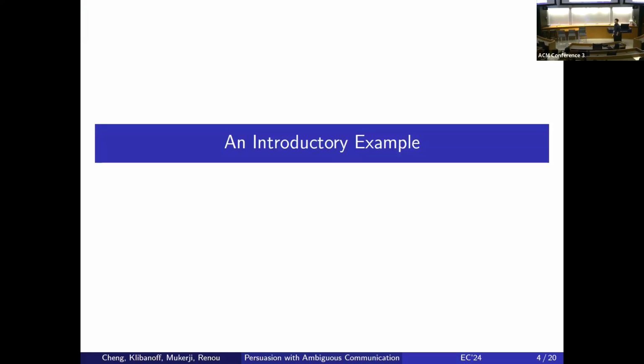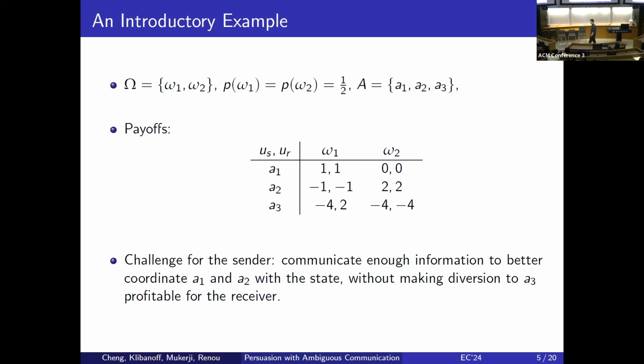So for this example, it's going to be a two-state uniform prior. The receiver has three actions. So here's the payoff matrix. In each box, the first number is the sender's payoff, and the second number is the receiver's payoff. So notice that for action A1, both players believe that it is a better action in omega-1, and for A2, both players believe that it is a better action in omega-2, and the only conflict of interest is about action A3. So action A3 is the worst action for the sender because it gives the worst payoff in both states, whereas it is a bad action for the receiver in omega-1, but worse in omega-2.